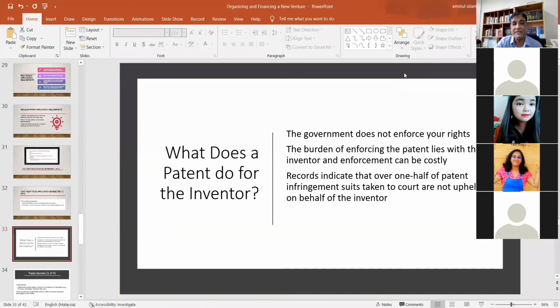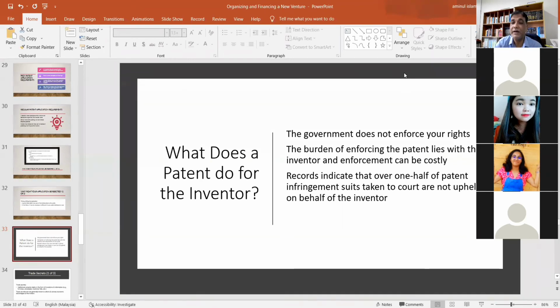Okay, what does a patent do for inventors? Basically, the government doesn't enforce your rights, so it's your rights. You get into the legal framework and you protect your idea. The burden of enforcing a patent lies with inventors, and enforcement can be costly. Not that costly, depending on the kind of inventions you have.